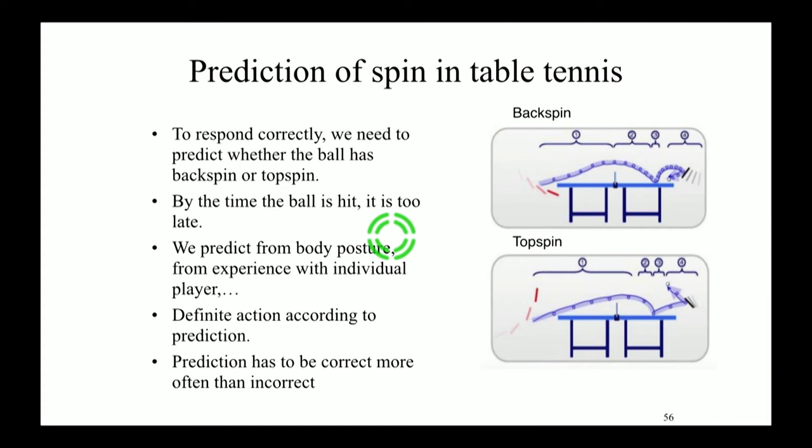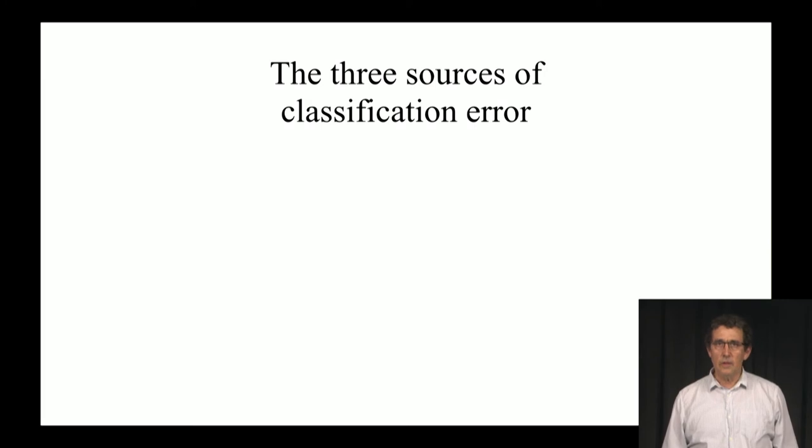Okay, so the prediction has to be correct more often than incorrect. You don't have to be correct all the time, but you have to take a particular action each time. So that's the difference between being sure that the ball is going to come in a particular way and being sure that the best thing for you to do is pretend that the ball is coming this way. So this brings us to an important partitioning of the classification error into two or three sources of error.